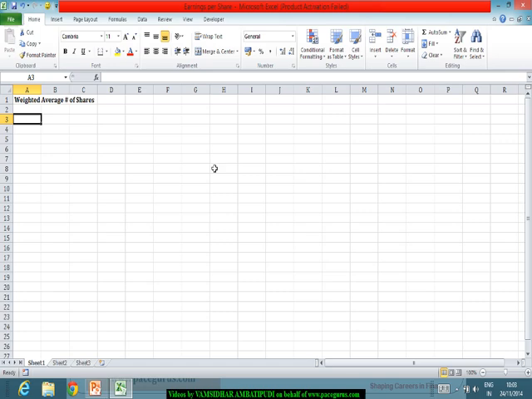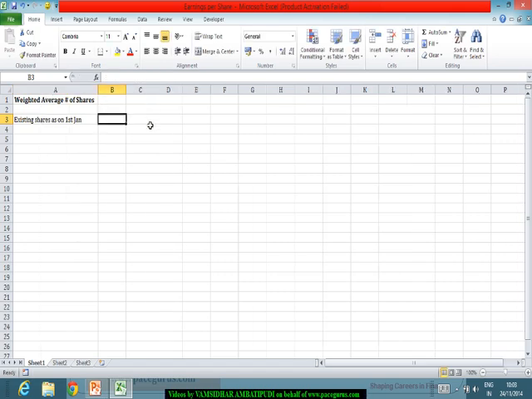Let's say the company is having 1,000 existing shares as on 1st Jan. New shares issued on 1st April, let's say 200 new shares are issued.